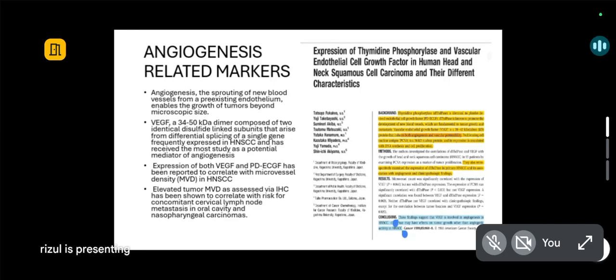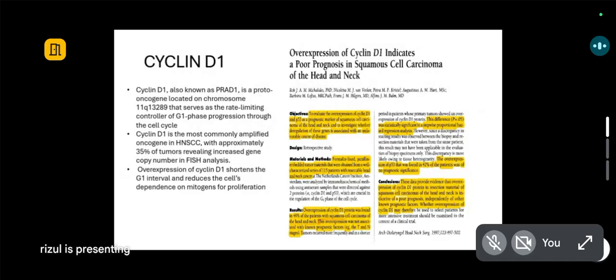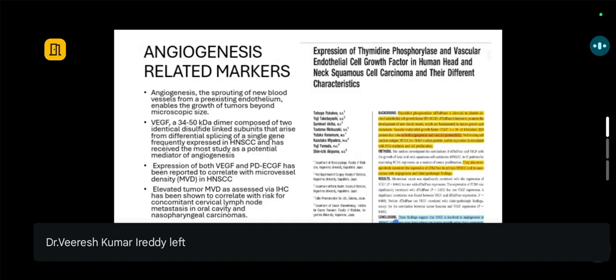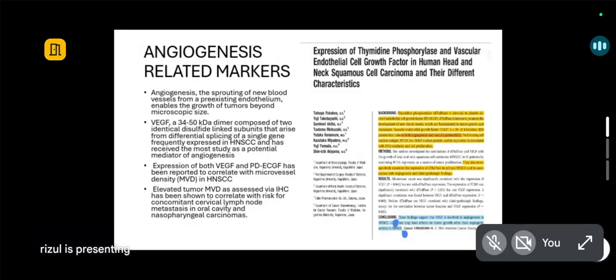An elevated tumor microvessel density, assessed with IHC, has been shown to correlate with the risk of cervical lymph node metastasis in oral and nasopharyngeal cancers. This was one study by Fukawa et al. that shows the expression of thymidine phosphorylase and vascular endothelial growth factor in head and neck cancers. In this study, they suggest how vascular endothelial growth factor is involved in angiogenesis in head and neck cancers, and how it impacts tumor growth with more chances of failure.